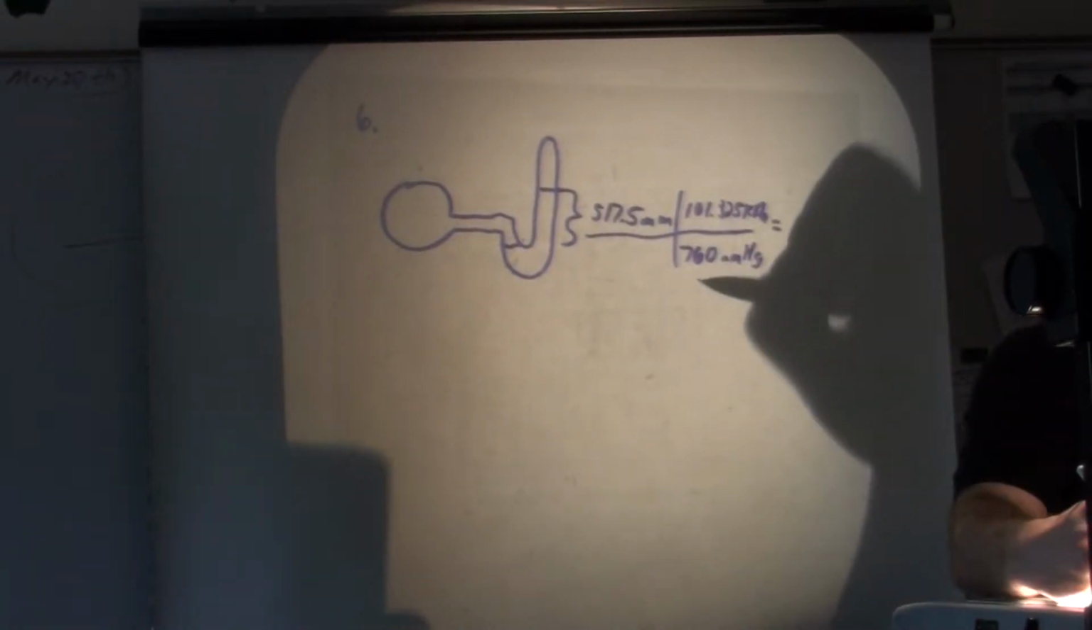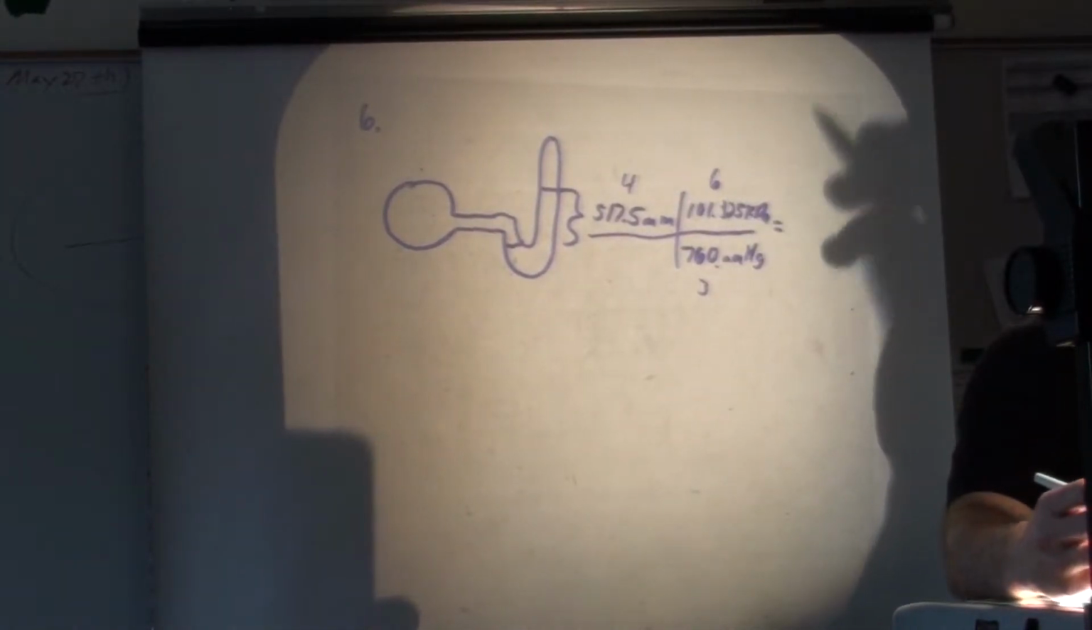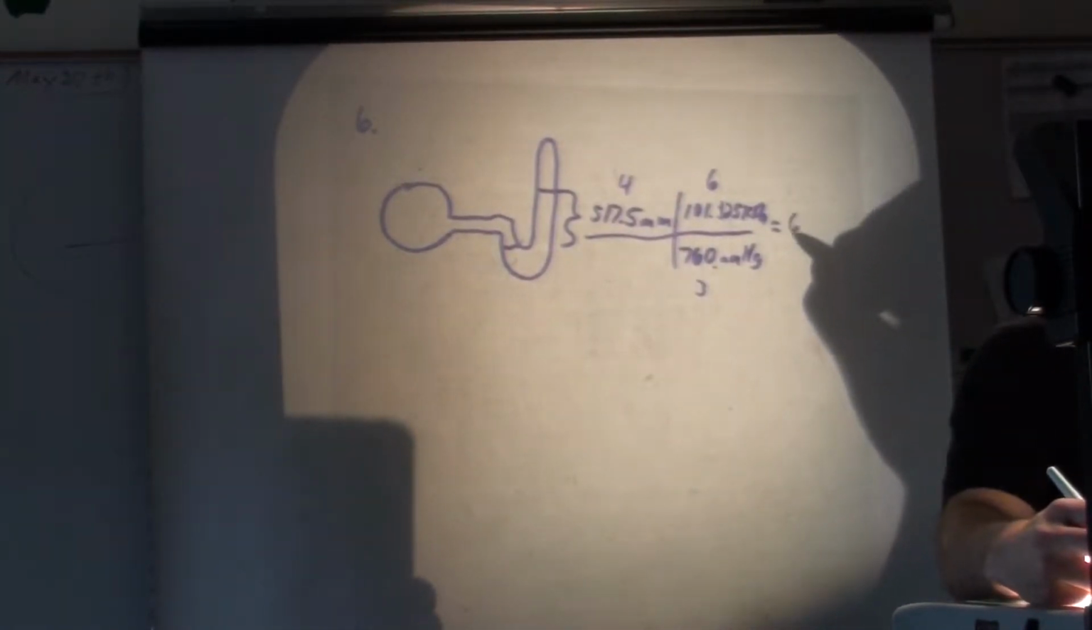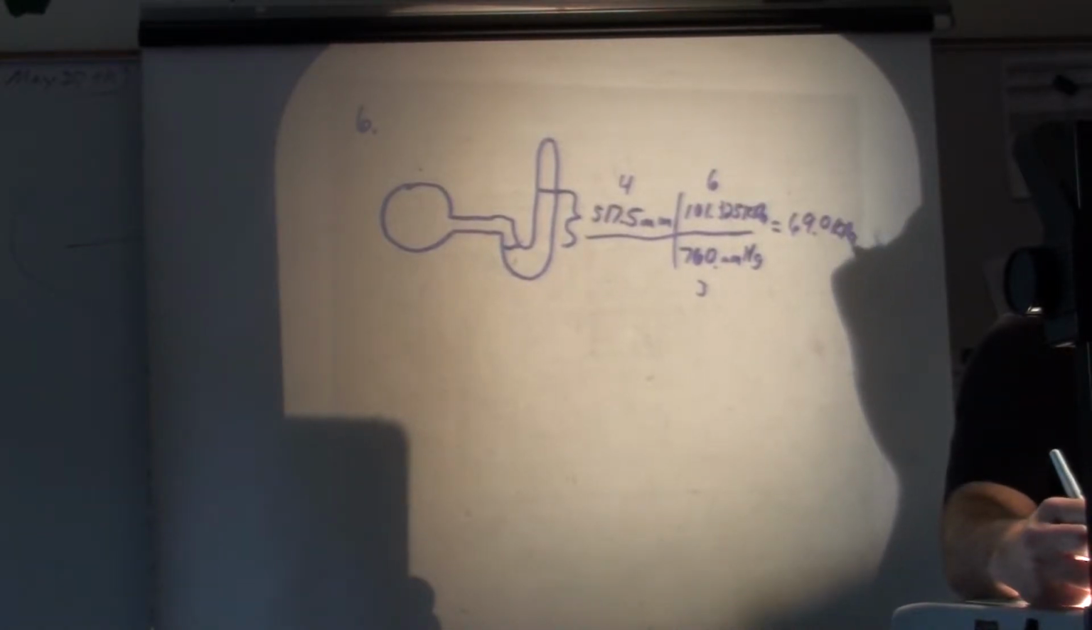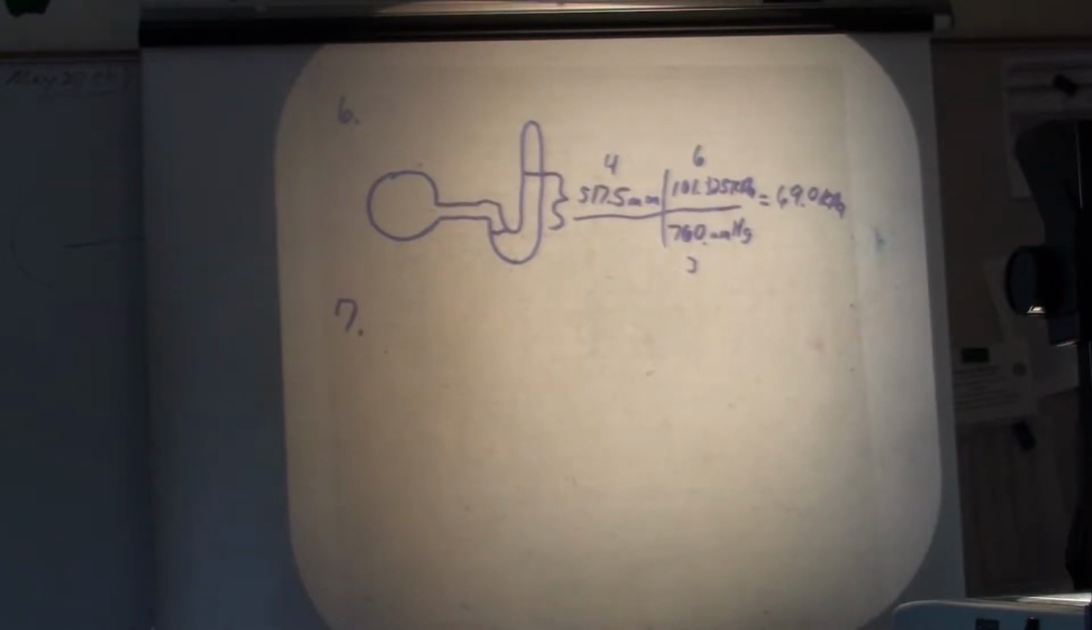We've got 3 sig figs, 6 sig figs, 4 sig figs, so our answer will have 3 sig figs. It'd be 69.0 kPa. And if I made a mistake on your test, just let me know. I can give you the points at the end.